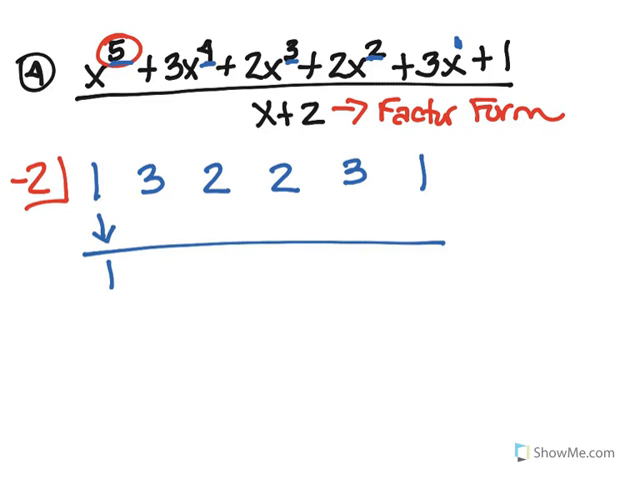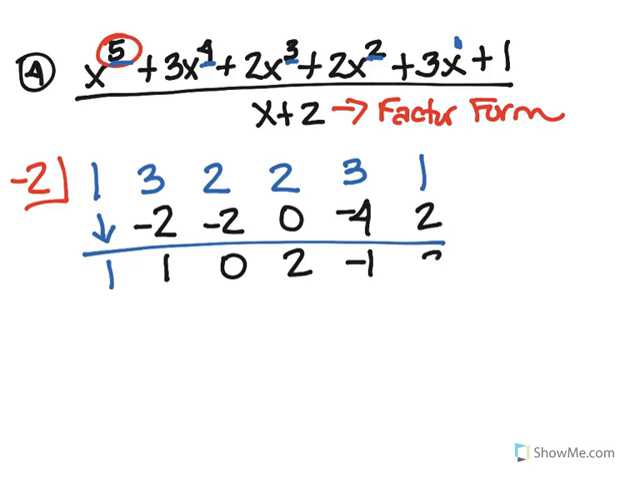Bring down that first coefficient of 1. And we're going to multiply. -2 times 1 is -2. Plus 3 is 1. Times -2 is -2. Plus 2 is 0. 0 times -2 is 0. Plus 2 is 2. 2 times -2 is -4. Plus 3 is -1. Times -2 is 2. Plus 1 is 3. And again, we have a remainder of 3.